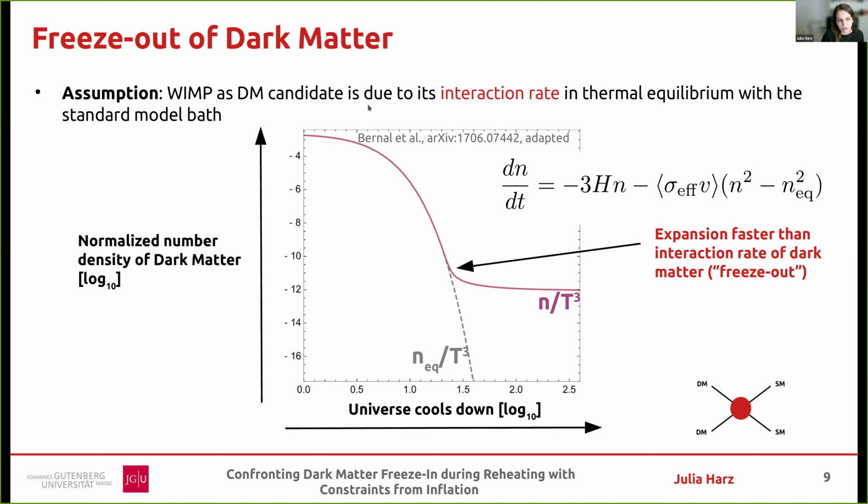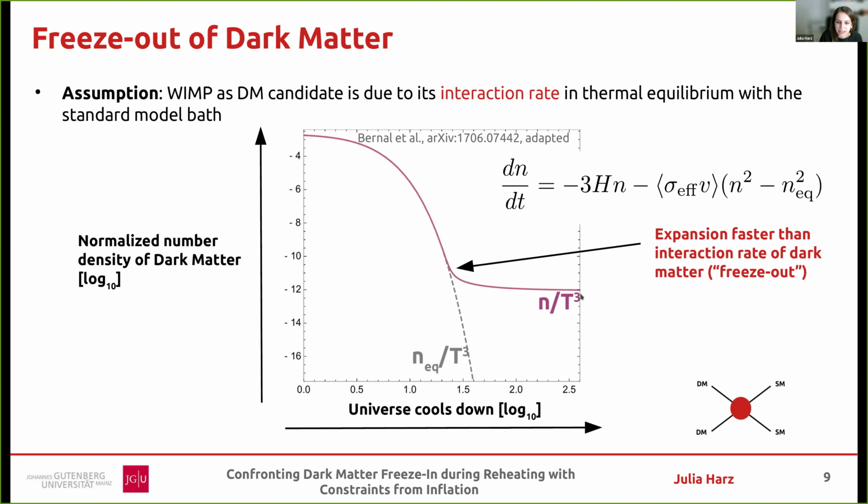So as I said, the assumption for the WIMP, for the freeze-out of dark matter, is that we have an interaction rate with thermal equilibrium. We can solve this equation. As we are in equilibrium, we first start with the equilibrium distribution here, in the normalized number density of dark matter versus the temperature, as it cools down. And at some point, the expansion of the universe is larger than the interaction strength, and then you see here the typical freeze-out.